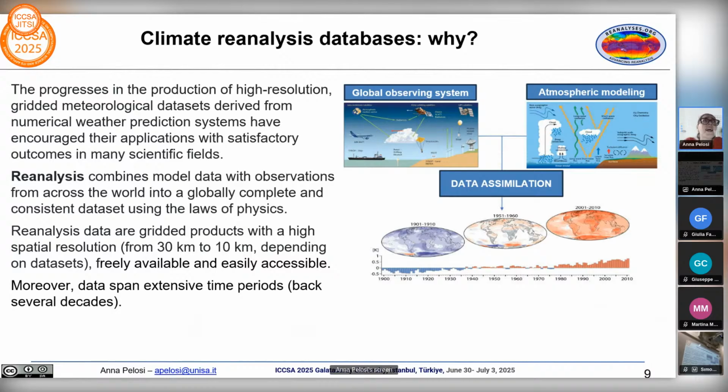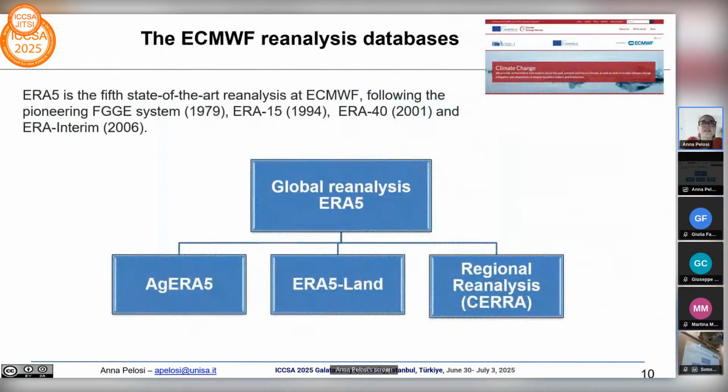And there is another important point. Reanalysis databases have time series that span a very long time back in time, and this is a consistent database. Moreover, this database can combine the laws of physics with the observations, giving the best estimate of the atmosphere that we can have for the past. An example is the ERA5 database, a reanalysis database that is a product of the European Centre for Medium-Range Weather Forecasts.